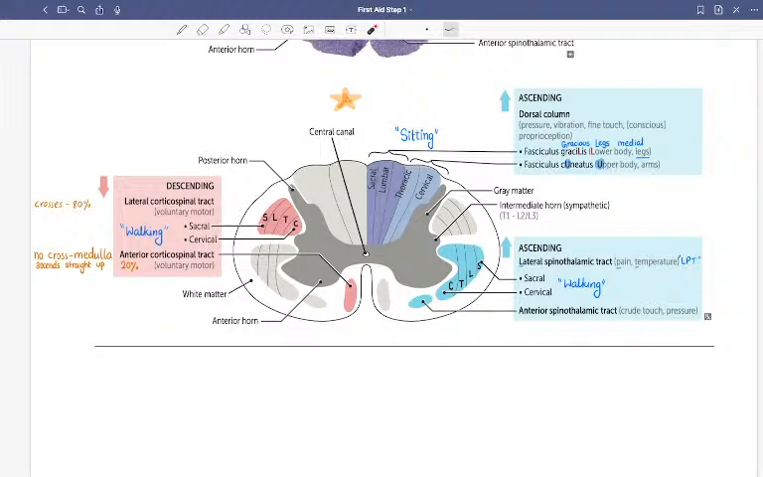Okay, so lateral spinothalamic tract, syrinx, syringomyelia. Cape-like loss of sensation.